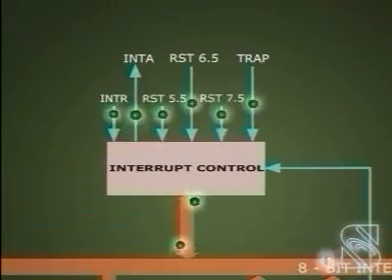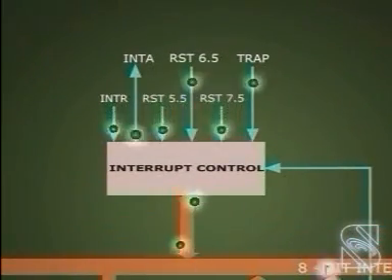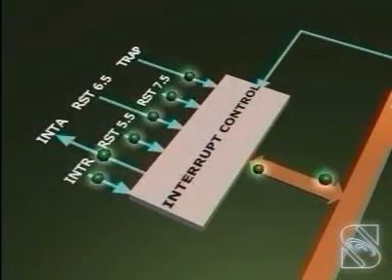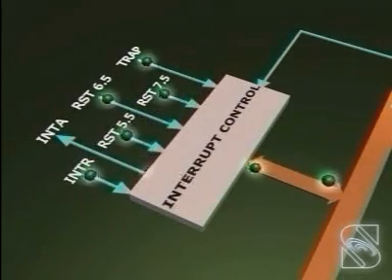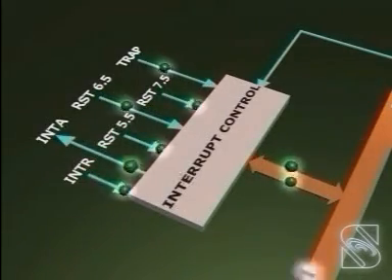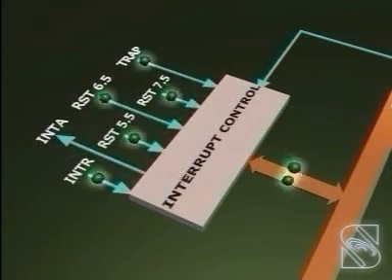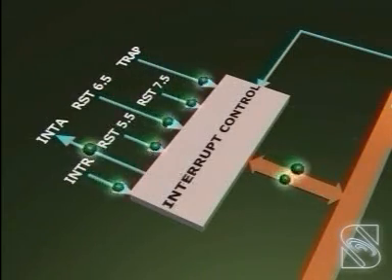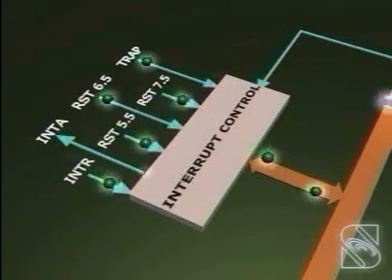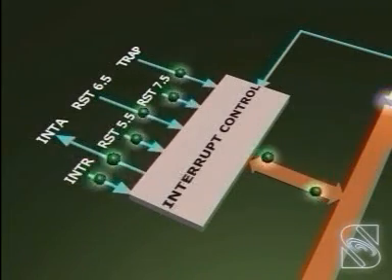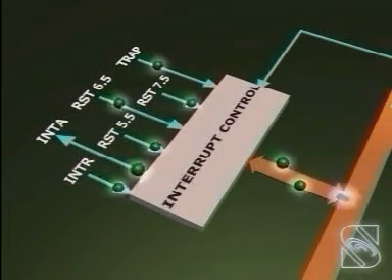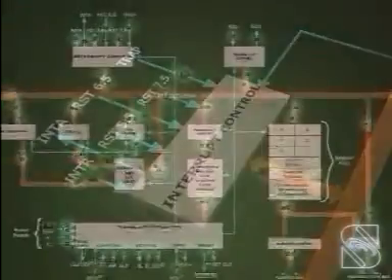Interrupt control. Sometimes it is necessary to interrupt the execution of the main program to answer a request from an I/O device. For instance, an I/O device may send an interrupt signal to the interrupt control unit to indicate that data is ready for input. The computer temporarily stops the execution of the main program, inputs the data, and then returns to the main program.